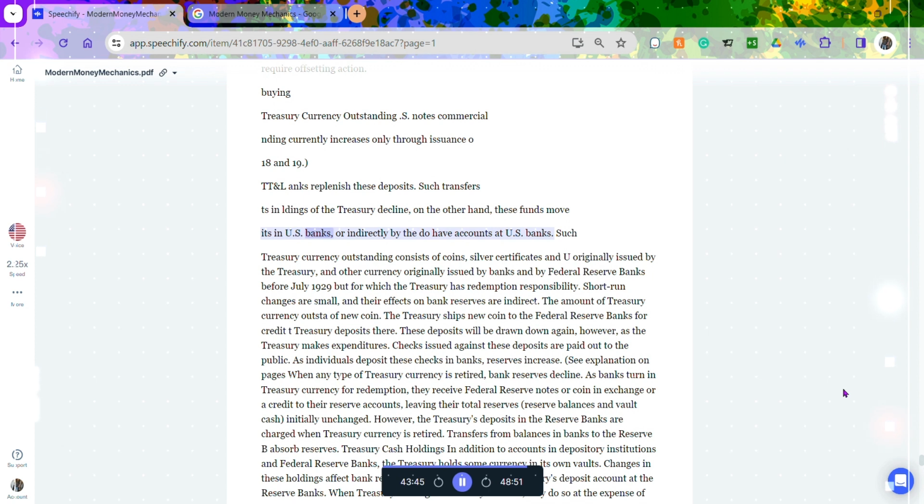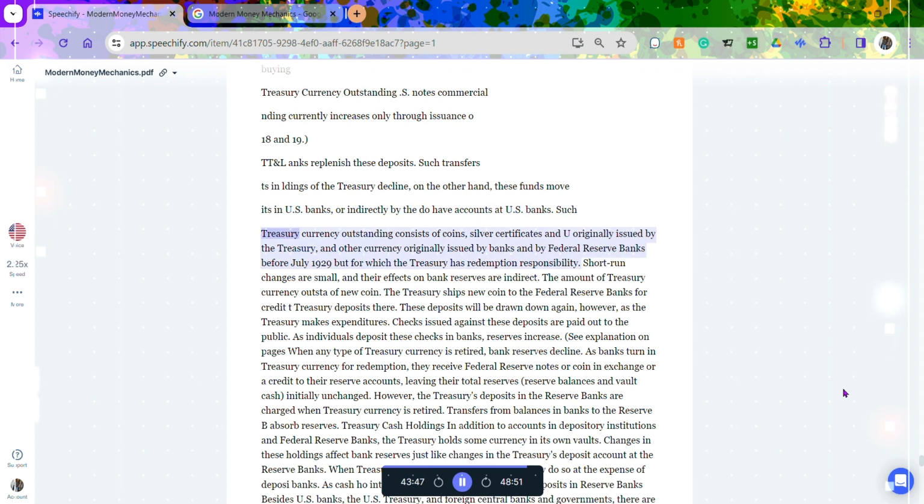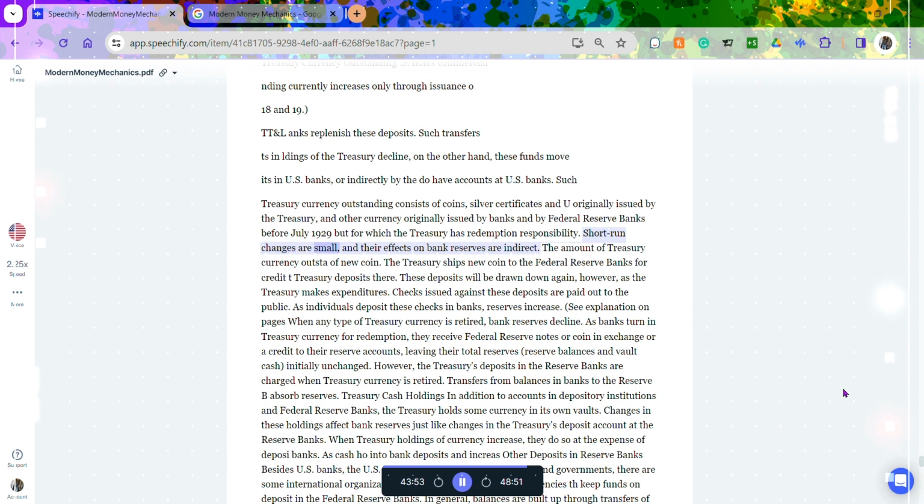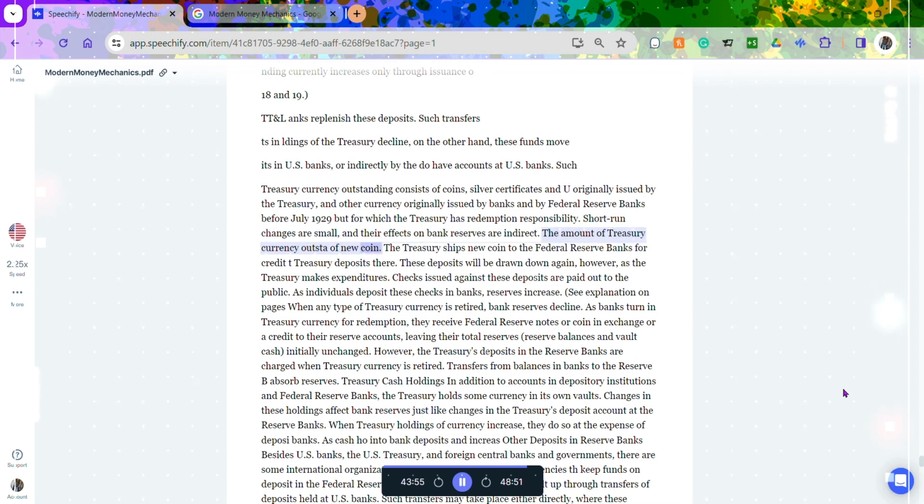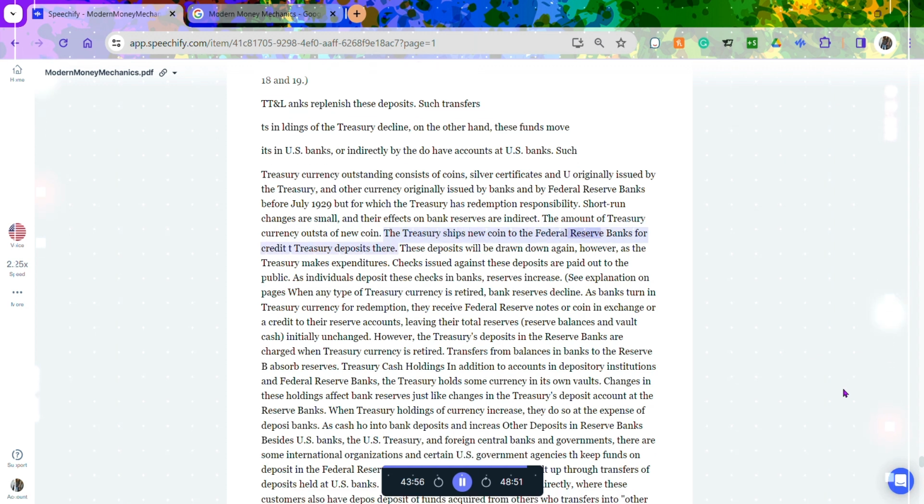Such Treasury currency outstanding consists of coins, silver certificates and other currency originally issued by the Treasury, and other currency originally issued by banks and by Federal Reserve banks before July 1929 but for which the Treasury has redemption responsibility. Short-run changes are small, and their effects on bank reserves are indirect. The amount of Treasury currency outstanding increases with issuance of new coin. The Treasury ships new coin to the Federal Reserve banks for credit.